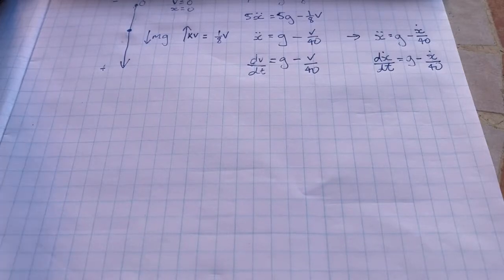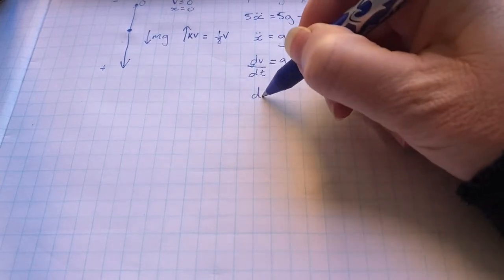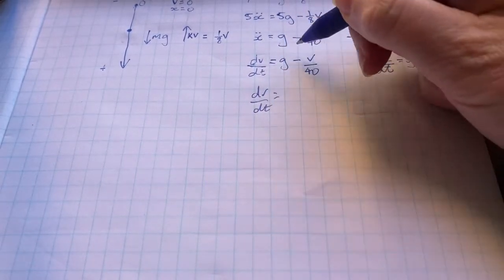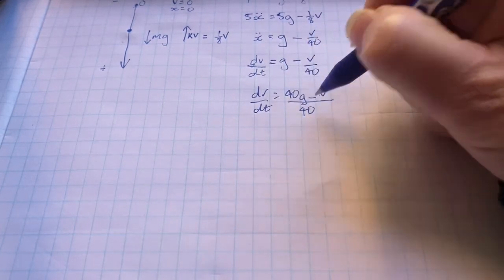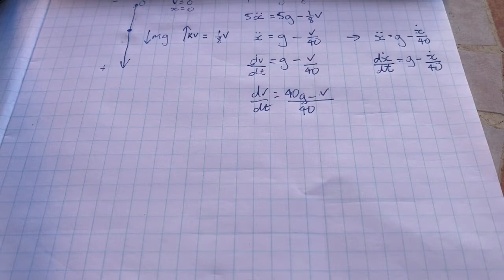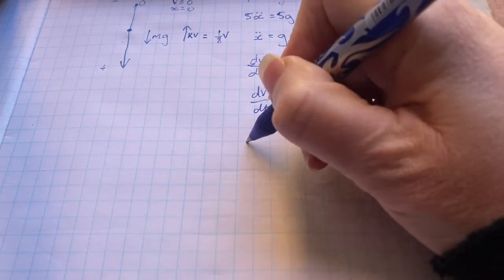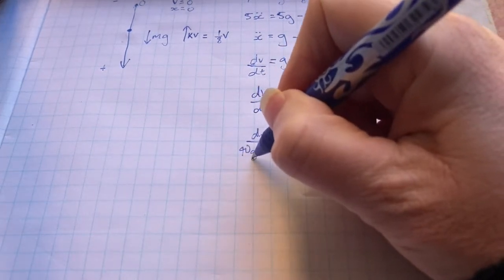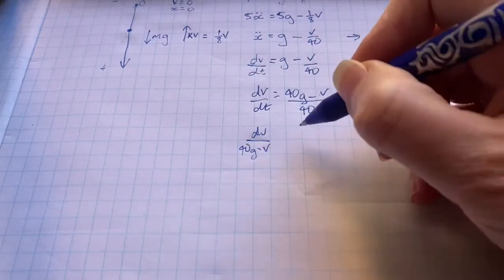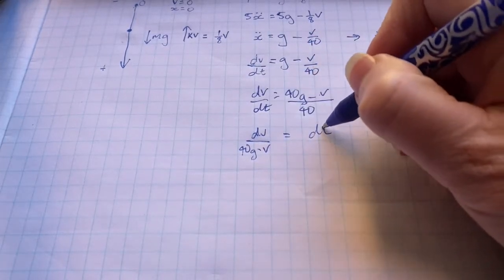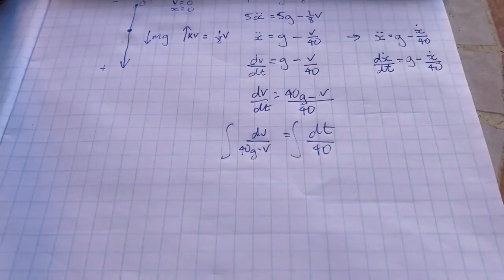Now, I'm going to use separation of variables for that. So I'm actually going to change dv dt into 40g minus v on 40. I could flip each side. I've got a preference of separating. So I'm going to make that dv over 40g minus v, so that's all the v's over there. I could move the 40 too if I want to, but I might just leave it where it is. So equals dt on 40, and integrate each side.